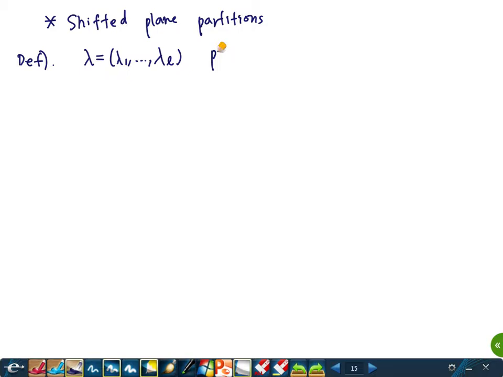Before that, I need to define some object, shifted plane partition. Definition. Let me begin with partitions first. So suppose we have a partition with distinct parts. So lambda 1 greater than lambda 2 greater than ... greater than lambda L, like that. They must be distinct.